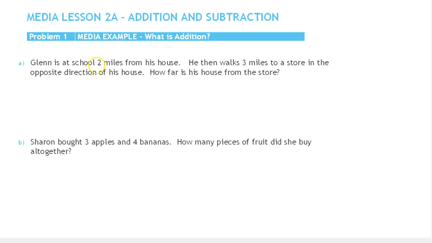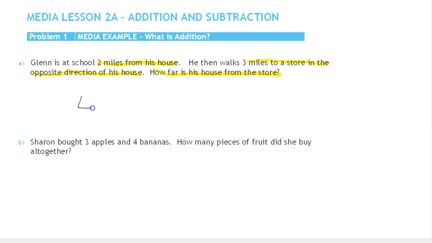Glenn is at school 2 miles from his house. He then walks 3 miles to a store in the opposite direction of his house. So that's what we're given, and the goal is, how far is his house from the store? So notice I've highlighted the important information, and now I'm going to draw a picture of the situation.